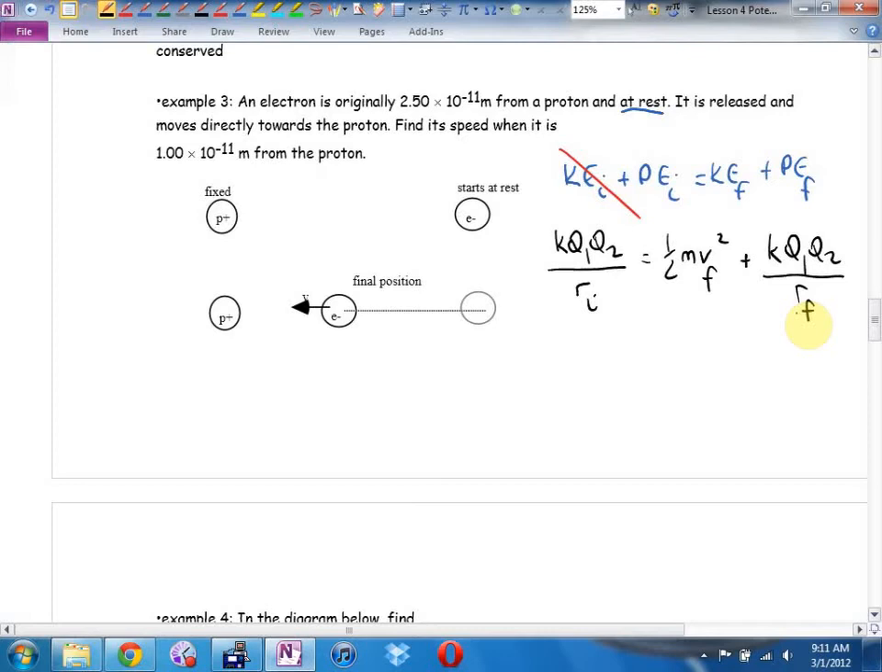I don't think I'm going to try and get the v by itself algebraically. I am going to minus this over, and then I'm going to crunch the numbers. So I'm going to get kQ1Q2 all over r initial minus kQ1Q2 all over r final. That equals a half mv squared.